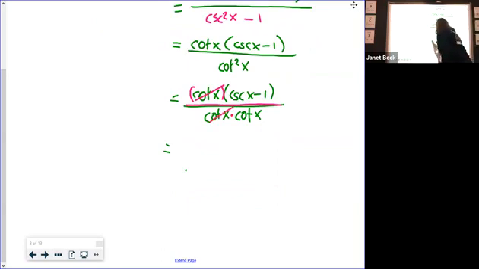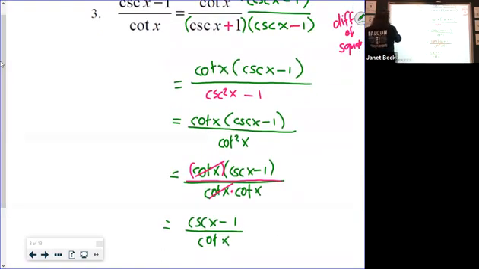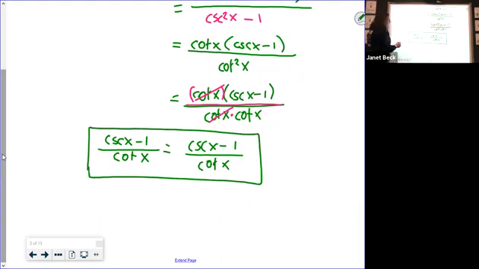And we are left with what we were aiming for, which is cosecant of x minus 1 over cotangent of x. If we look back at the top, that is what we were aiming for. Let's just write it down at the bottom. So we've got our identical twins, and we have just verified or proven or shown that that is an identity. It's true for all values of x, okay? So we finished.